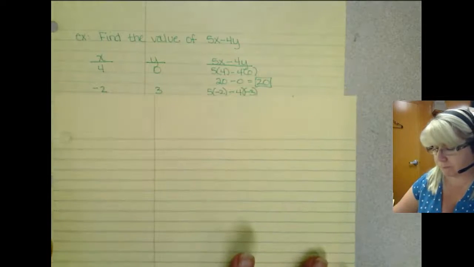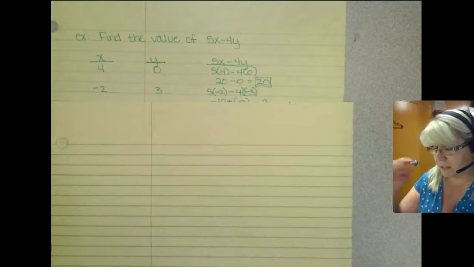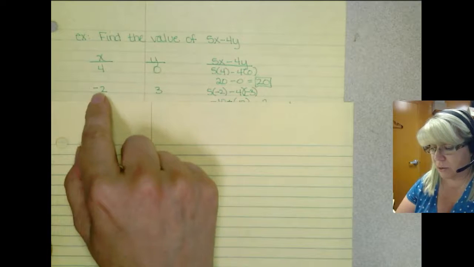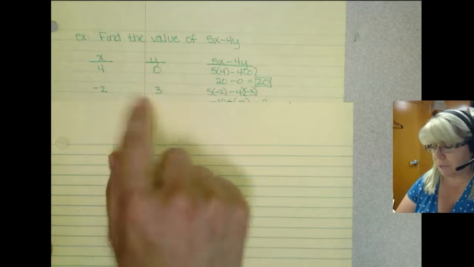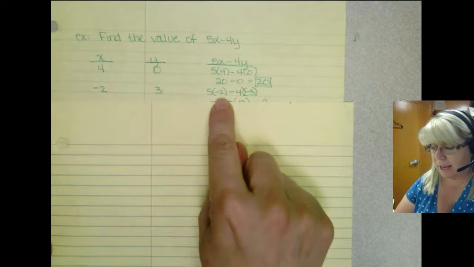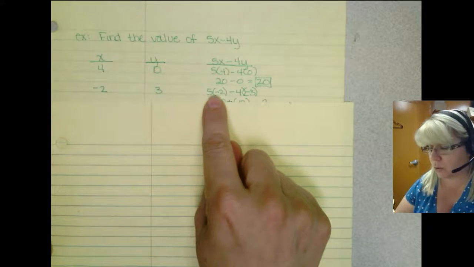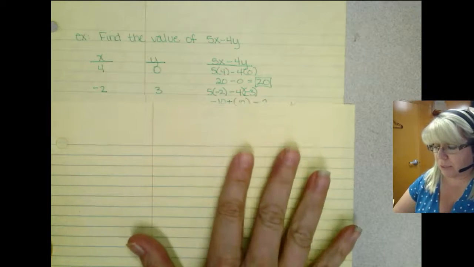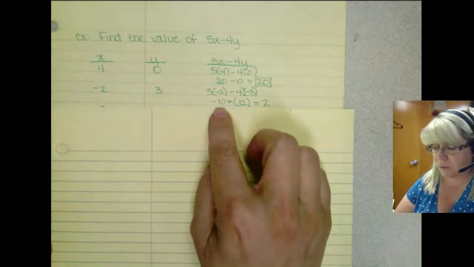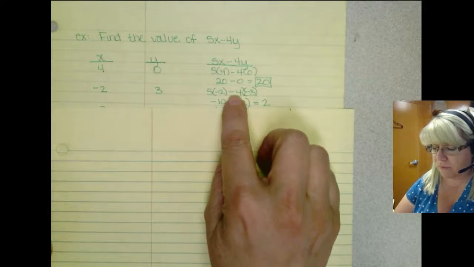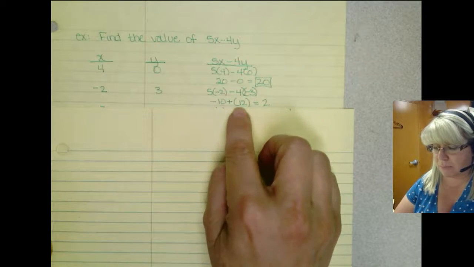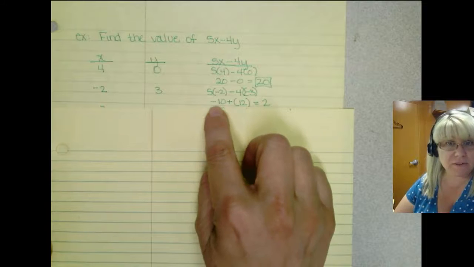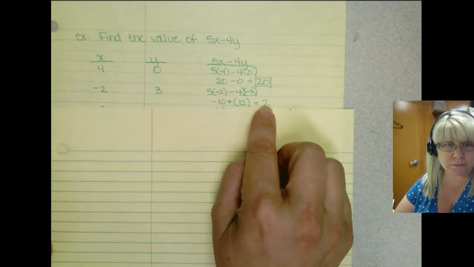Let's try another one. Let's say our variables are now x is negative 2 and y is 3. I can plug those into our expression, and I have 5 times negative 2 minus 4 times 3. That will give me 5 times negative 2 is negative 10. Negative 4 times 3 is negative 12. Negative 10 minus 12 is negative 22.